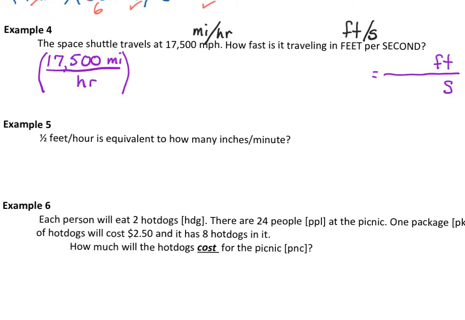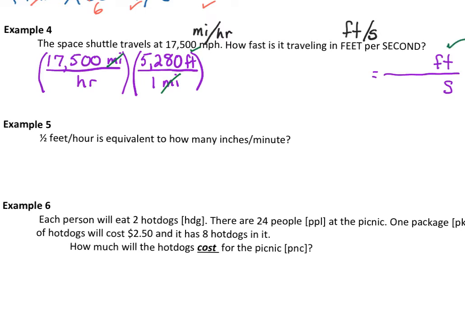So 17,500 miles I need to get to feet. That's going to take one conversion factor. Okay, I'm going to put 1 mile in the denominator. And in the numerator, we'll go 5,280 feet, just as it says at the top of your page that those are equivalent. Okay, and that now will allow me to cancel the miles, and I will have the feet that I want.